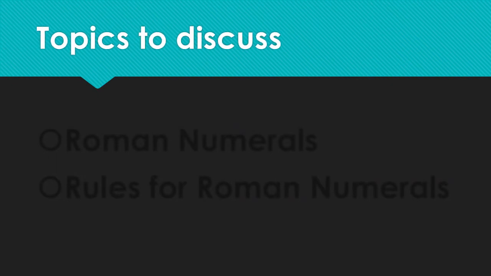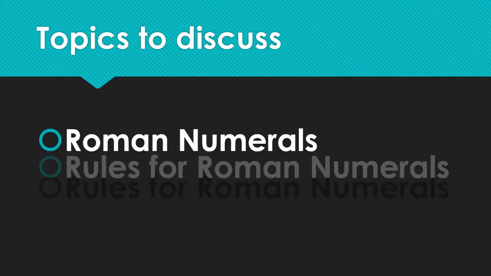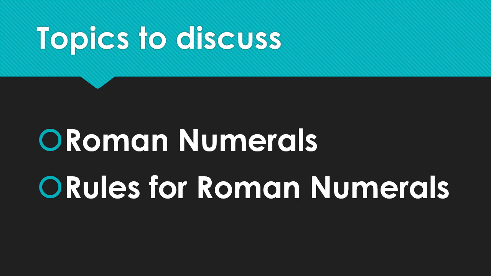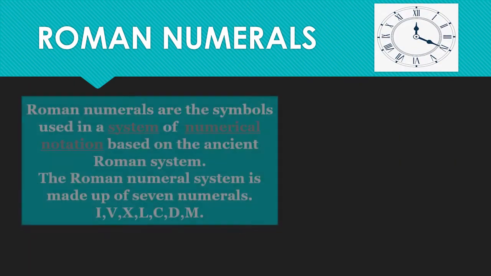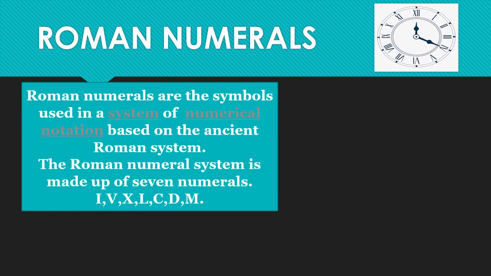Topics to discuss today are Roman numerals and rules for Roman numerals. Roman numerals. What is a Roman numeral? Roman numerals are the symbols used in a system of numerical notation based on the ancient Roman system. The Roman numeral system is made up of 7 numerals: I, V, X, L, C, D, M.